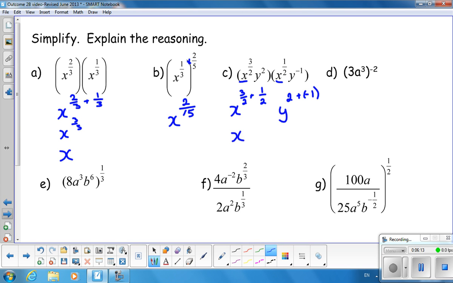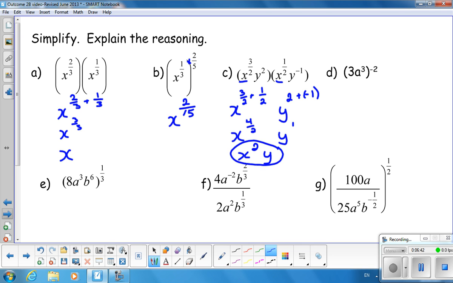For my x's, 3/2 plus 1/2 is 4/2. My exponent for my y, 2 plus a -1 is just 1. And so simplifying a little bit more, x to the power of 4/2 will simplify to just x to the power of 2. Y to the power of 1, and usually we don't write that exponent of 1. So here's my answer for part C.